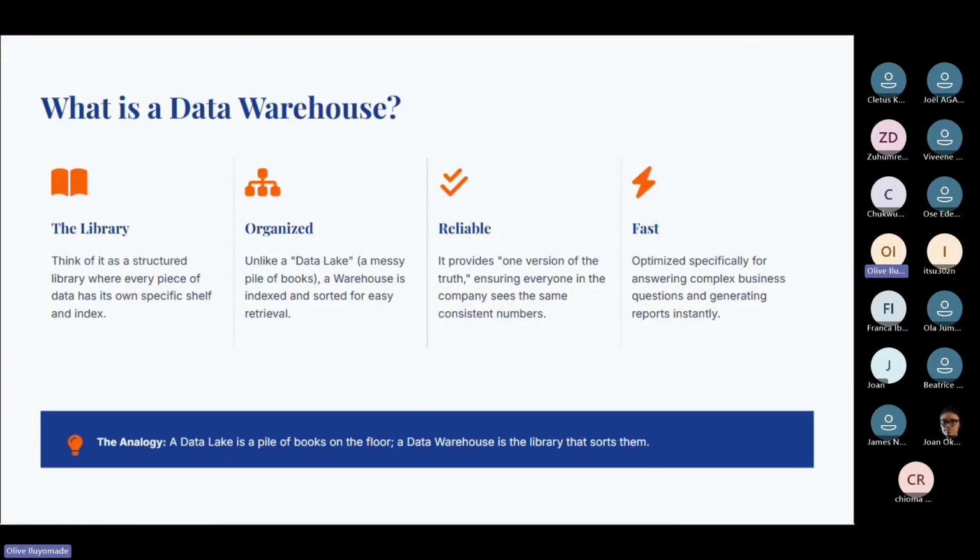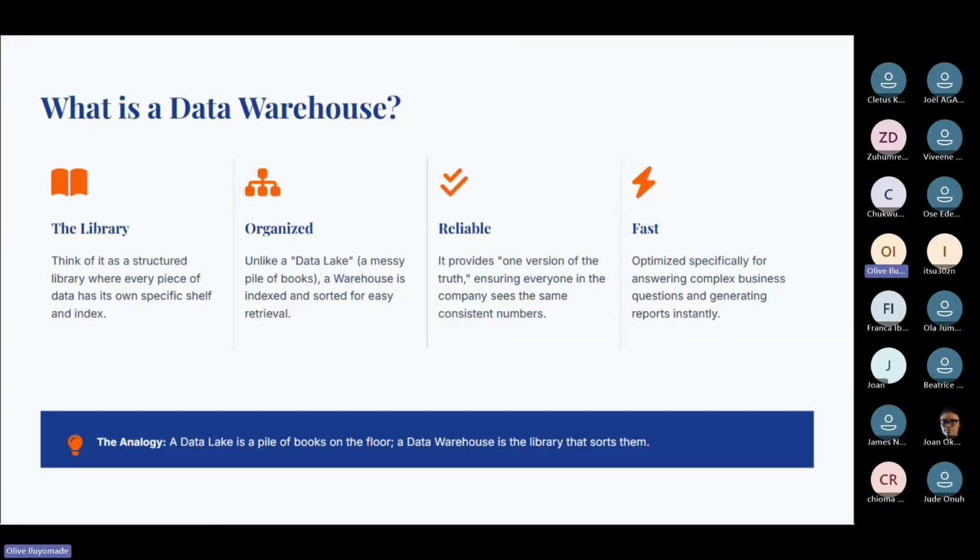Unlike a data lake, which I mentioned not too long ago, a data lake is likened to a messy pile of books. A warehouse is indexed and sorted for easy retrieval. A warehouse is easy retrieval of data. A library, easy retrieval of books, magazines, and whatever else the library carries. So a warehouse is reliable. Why? We've heard this phrase so many times. One source of truth, one version of truth.